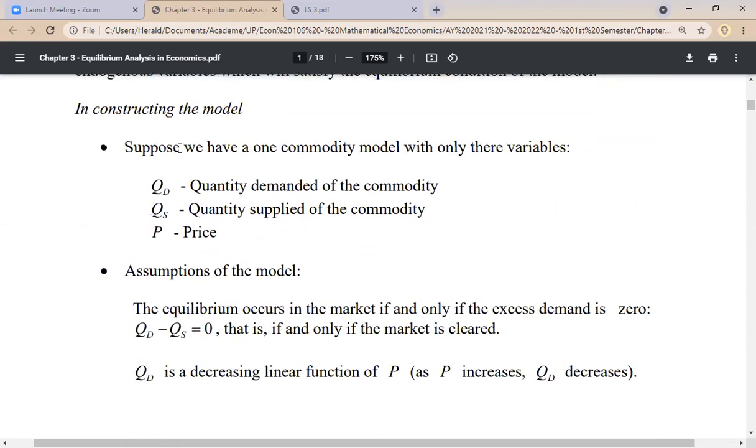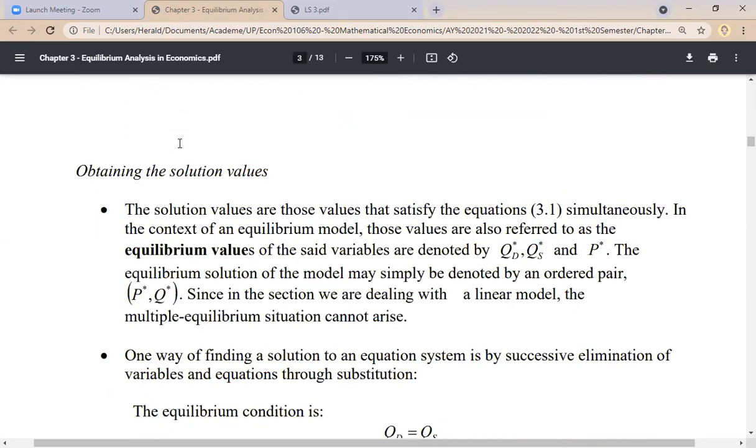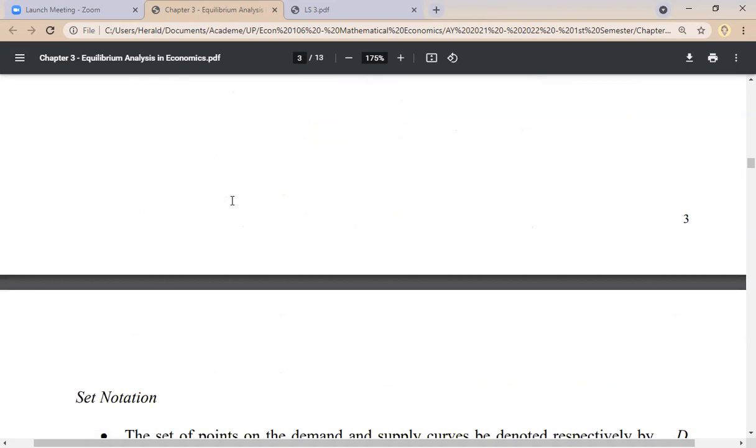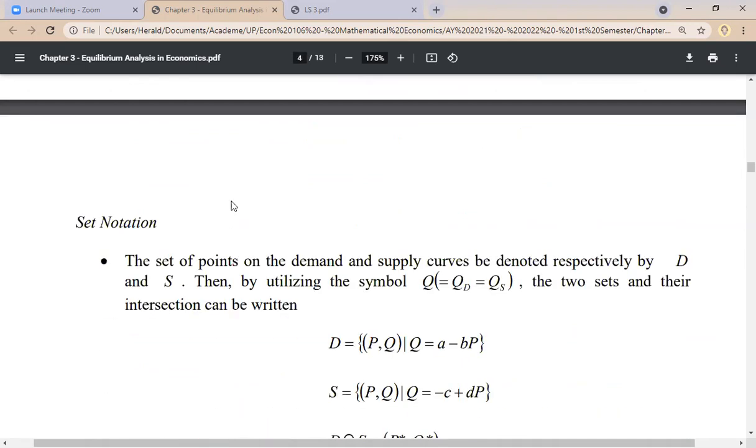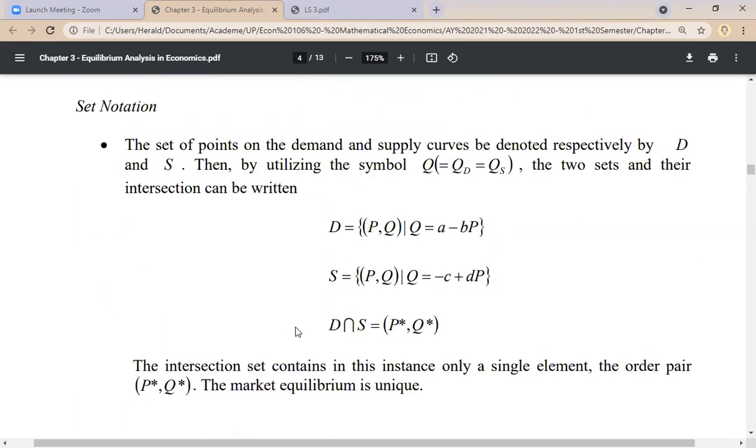Okay. Now, there's four important things to remember when you're dealing with a partial market equilibrium. First is how to construct the model. The second is how to obtain the solution values. So this is primarily the process already. How to solve linear functions, how to solve quadratic, cubic, and such. And third one would be how to write this one in set notation. And lastly, which should be the important part here, but I think I failed to write, this would be the analysis part already. Okay, how do we interpret price and quantity?